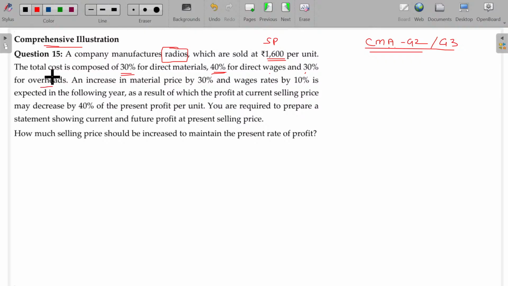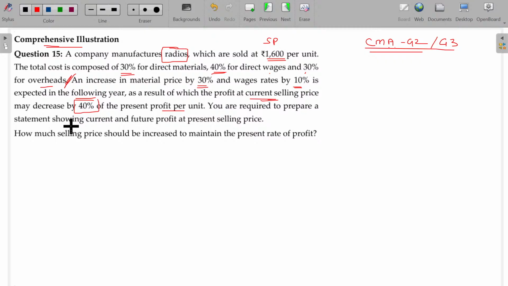Right. An increase in material price by 30% and wage rates by 10% is expected in the following price. This is about the current rate. In the coming years, material price and wage rates are going to increase. As a result, the profit at the current selling price may decrease by 40% of the present profit. Whatever the present profit we have, because of the price hike in material and wage rate, profit decreases from 100 to only 60, a 40% decrease.